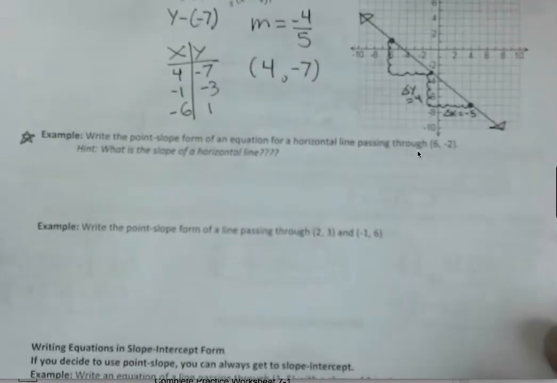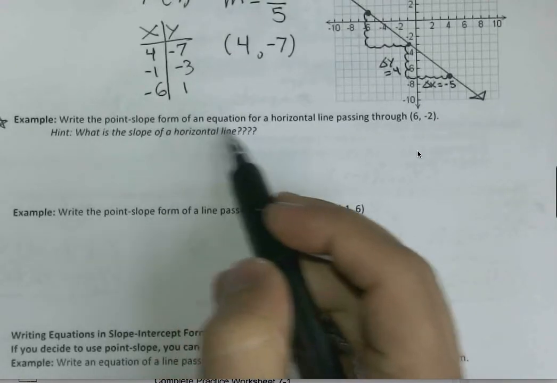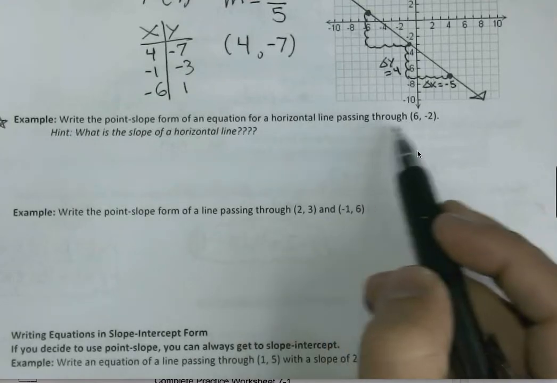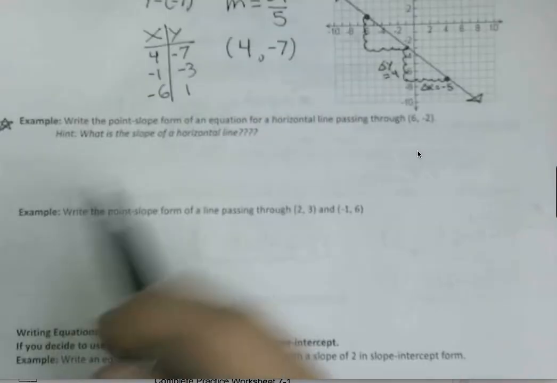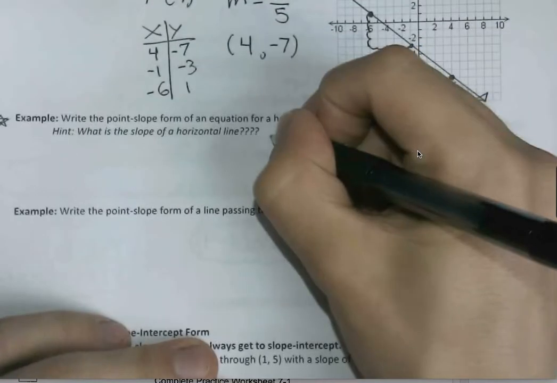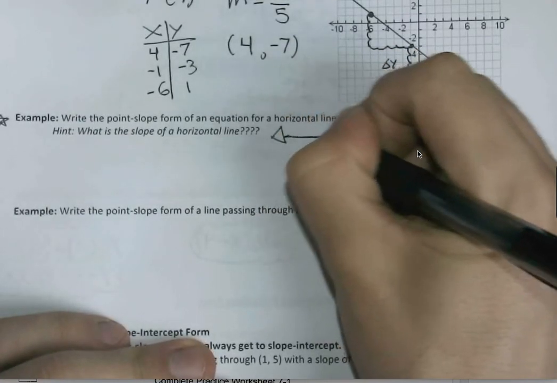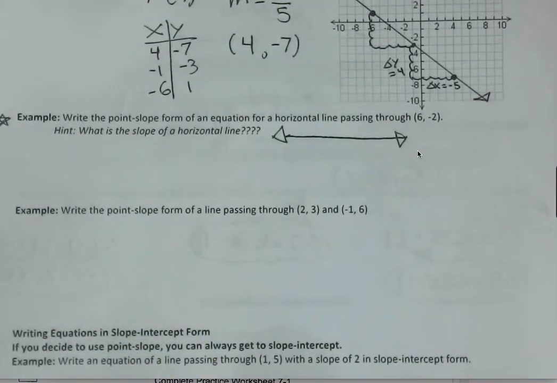I'll give you a moment for this next one. Try this out. So what's the point slope form of an equation going to look like for a horizontal line passing through 6, -2? And the hint is, what is the slope of a horizontal line? Meaning a line that looks like this, just going from left to right. Not going anywhere.